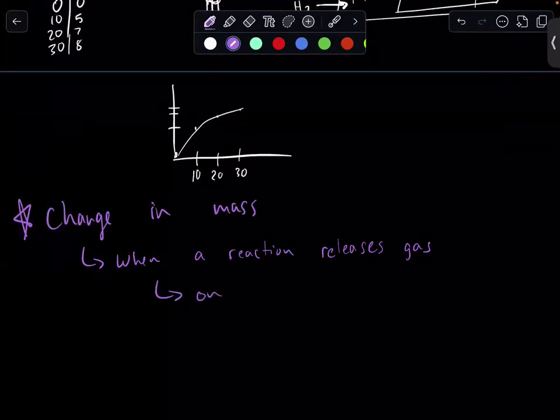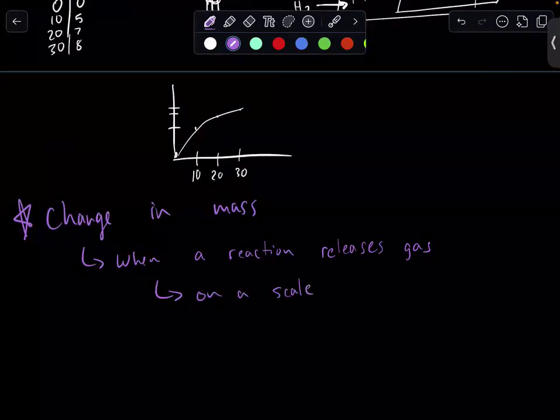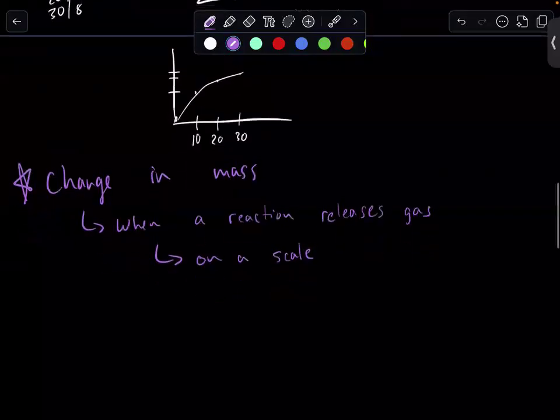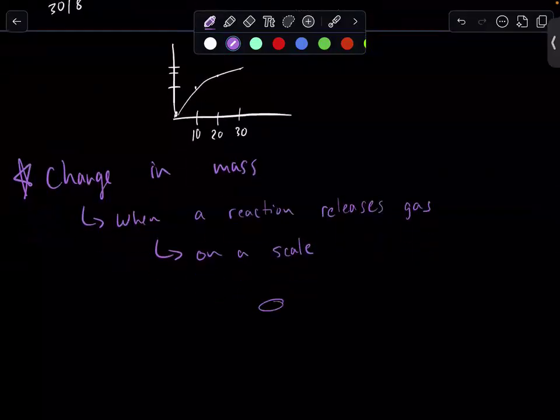And you can do this on a scale and measure the mass before or after, or measure it taking place over time. But something you have to account for is if you are doing a reaction that produces hydrogen gas, as that gas leaves, it's going to be filled in by air, which has a heavier mass than hydrogen gas. So you're going to have to take into account the difference in masses.